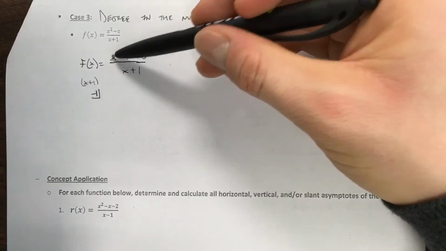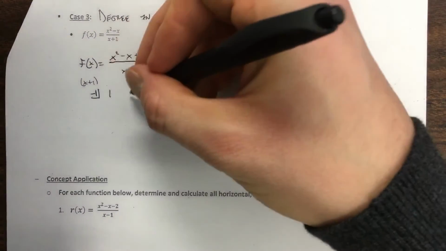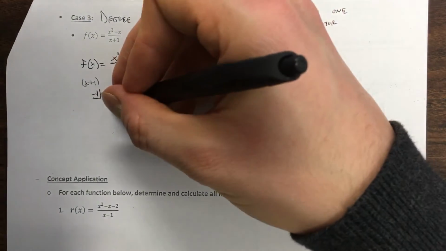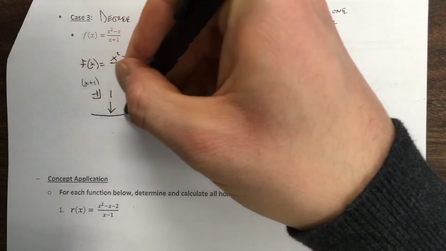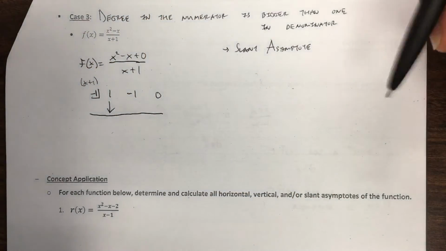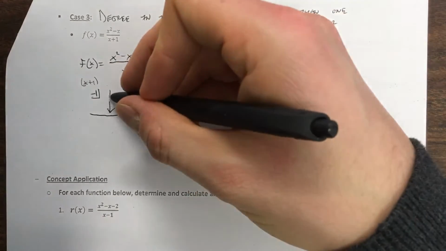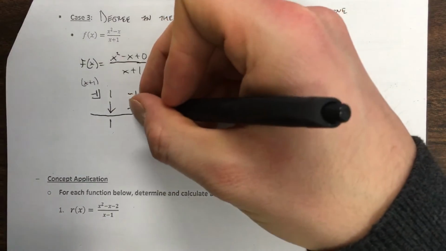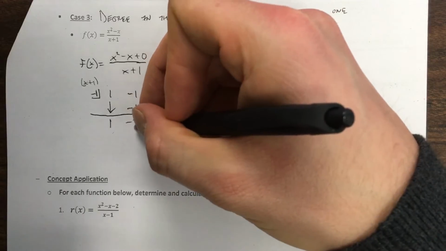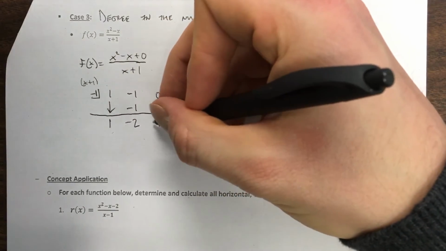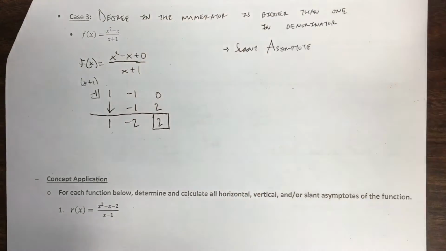Then we list these coefficients, so 1, -1, and 0. And in order to do synthetic division, we have 1, -1 times 1 is -1. Add those, you get -2, and our remainder is 2.